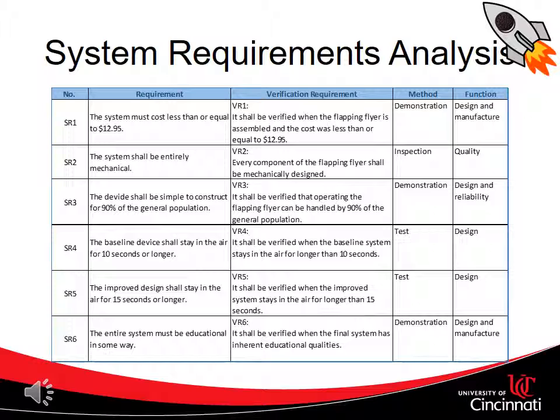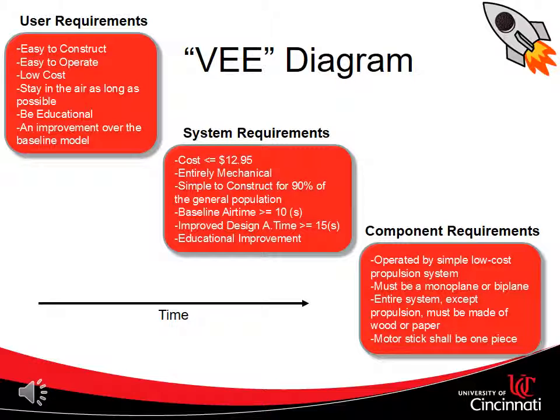Our systems requirements analysis shows what our specific requirements are and how we're going to verify that requirements were met. For example, in SR4, we see that we wanted the baseline device to be able to stay in the air for 10 seconds or longer, and the method by which we were going to verify that was through testing it. This V diagram shows the progression of our design.